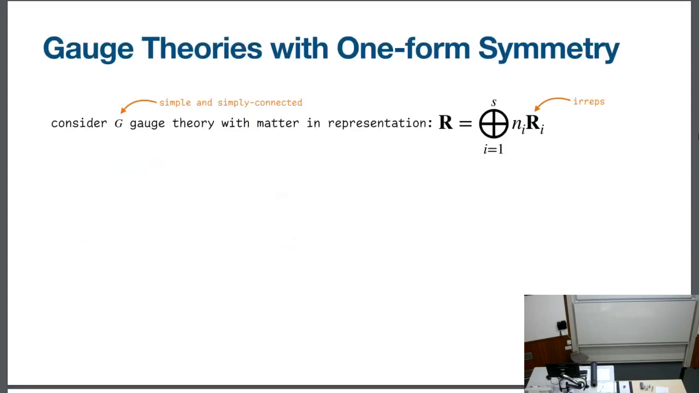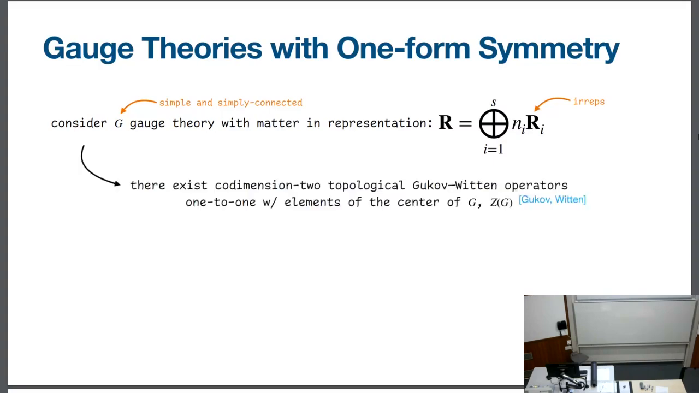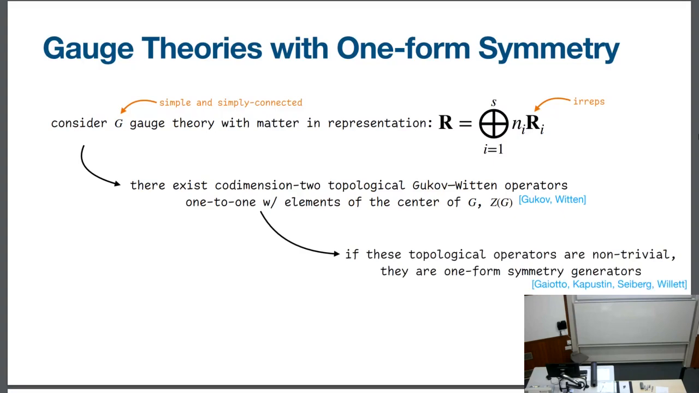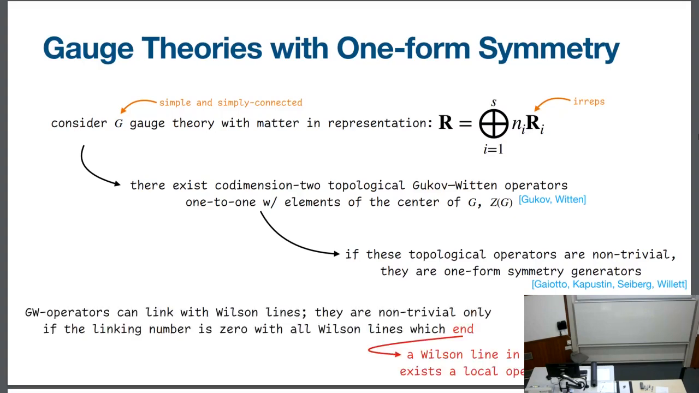So if you have a simple and simply connected gauge theory with matter in some arbitrary representation of the gauge group, then there exist codimension 2 topological Gukov-Witten operators that are in one-to-one correspondence with elements of the center of the gauge group. So if these topological operators are non-trivial, then they're generators of a one-form symmetry. This is what these gentlemen here taught us in 2014. So the game we need to play is just to ask which of these topological operators are trivial.